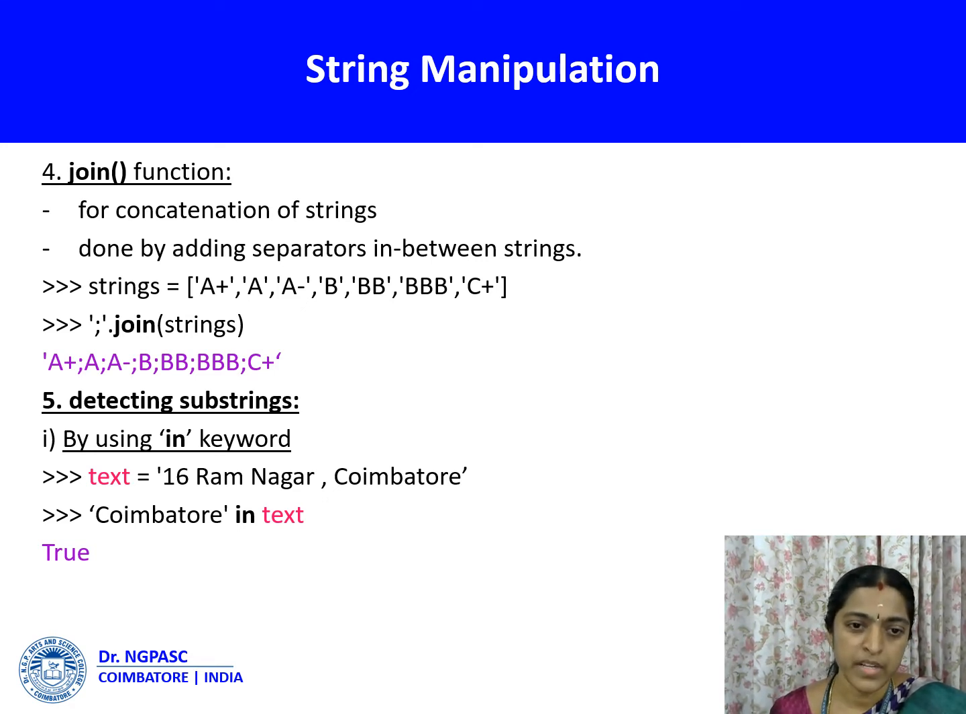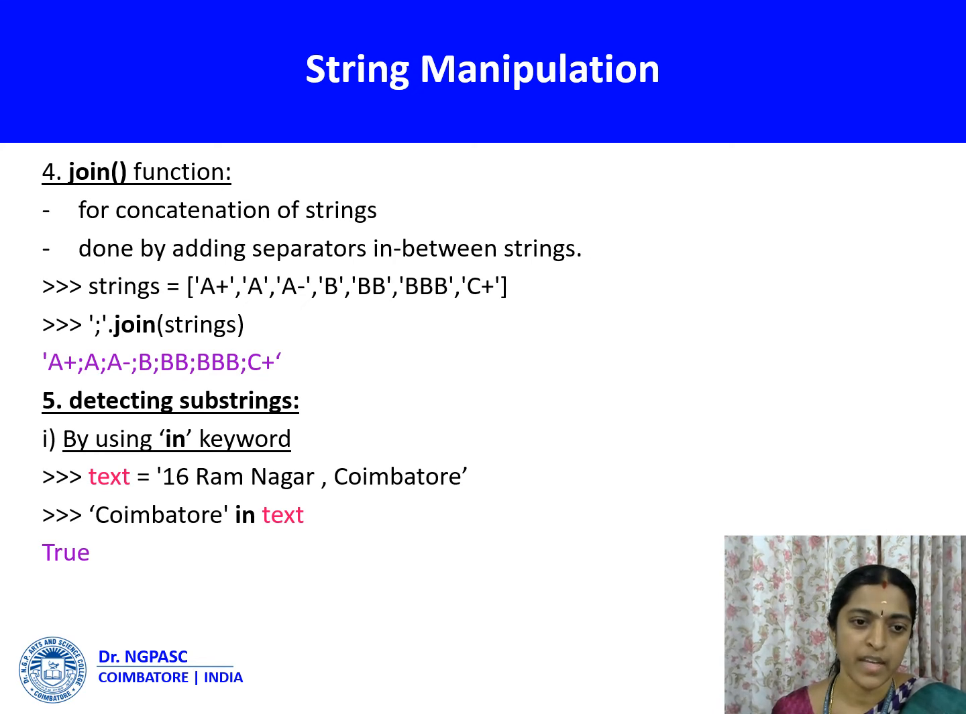So I'm going to concatenate all these 7 strings into a single string using the join operator. This join operator, as I already told you, always needs a separator character for concatenation. So I am using the separator character as a semicolon. So separator semicolon dot join of strings will give the following output.